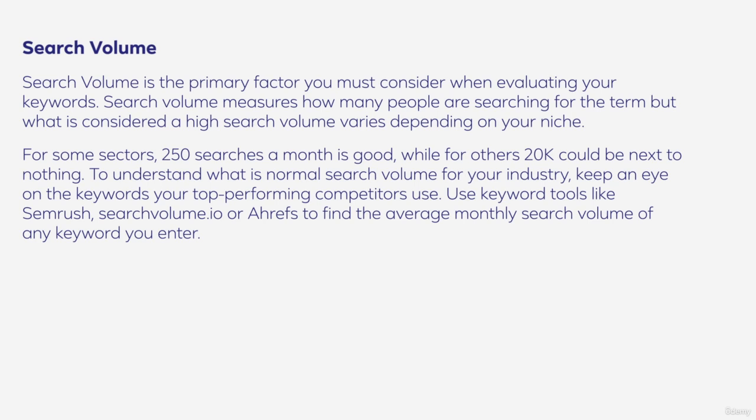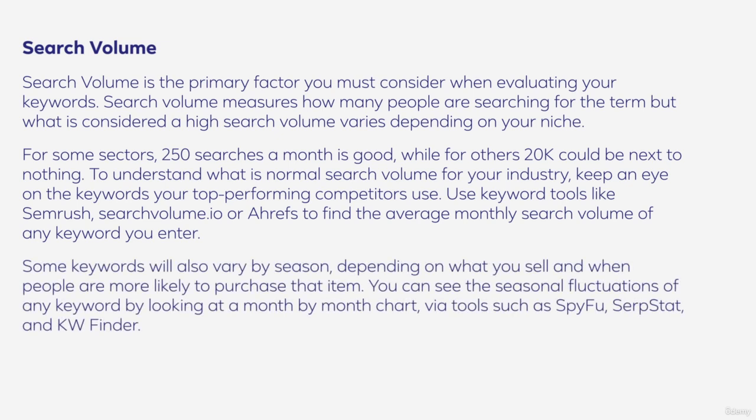Use keyword tools like SEMrush, searchvolume.io, or Ahrefs to find the average monthly search volume of any keyword you enter. Some keywords will also vary by season, depending on what you sell and when people are more likely to purchase that item. You can see the seasonal fluctuations of any keyword by looking at a month-by-month chart via tools such as SpyFu, SERPstat, and KW Finder.